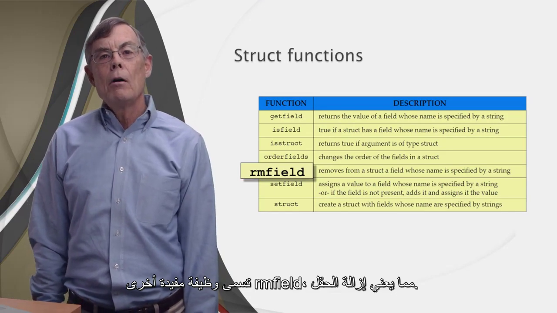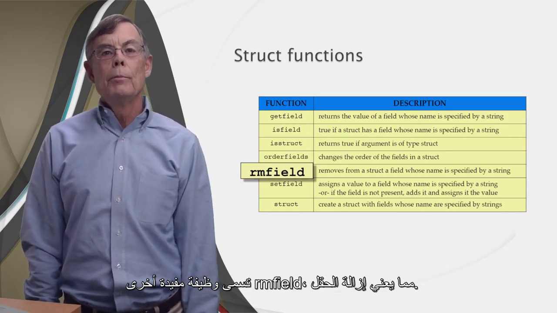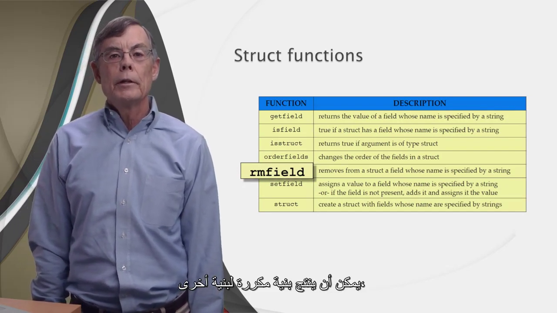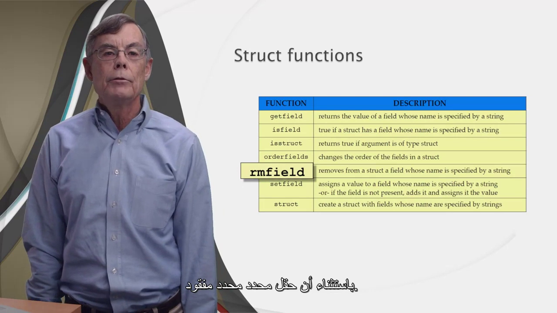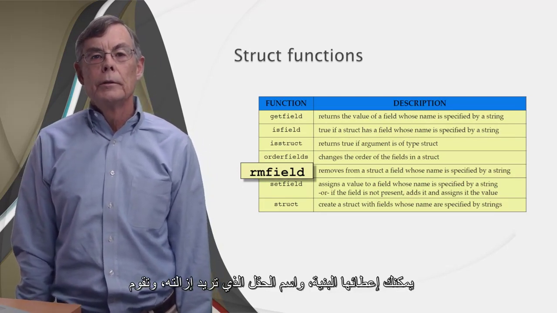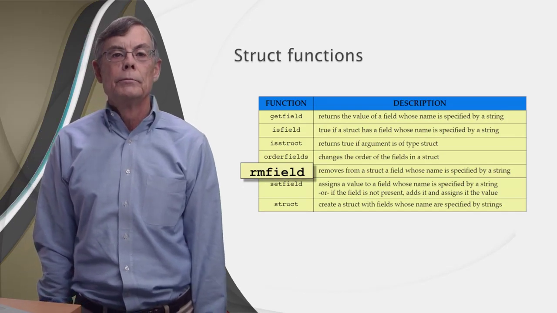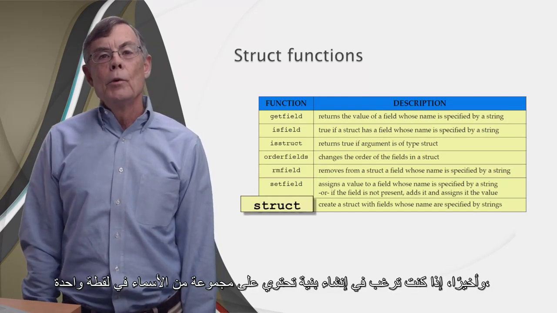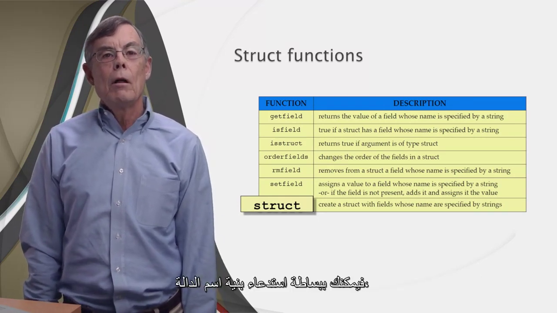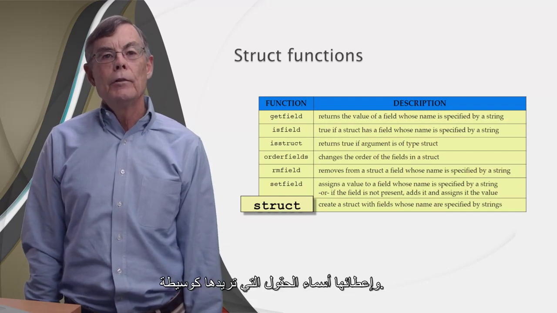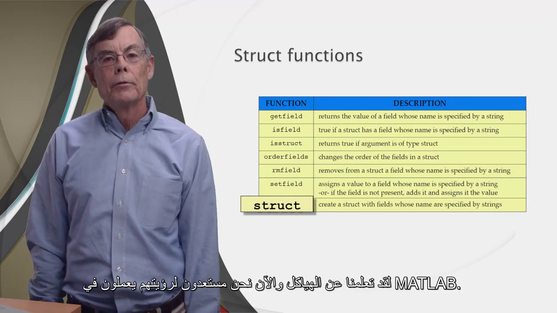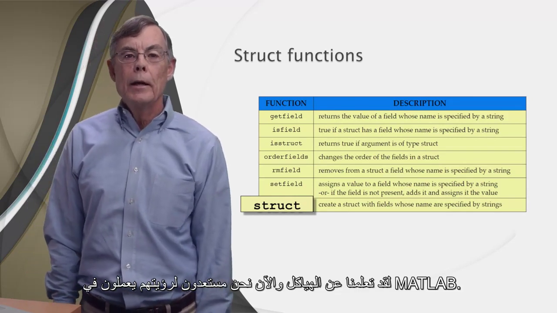Another handy function is called rmfield, which means remove field. It can produce a struct that's a duplicate of another struct, except that a specified field is missing. You give it the struct and the name of the field you want to remove, and it returns a copy with that field removed. Finally, if you want to create a struct with a set of names in one shot, you can simply call the function struct and give it the field names you want as arguments. Okay, we've learned about structs, and now we're ready to see them working in MATLAB.